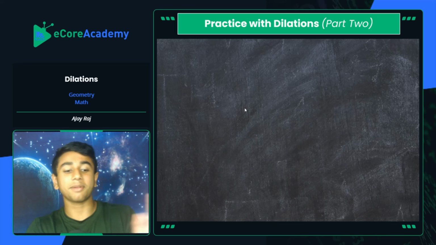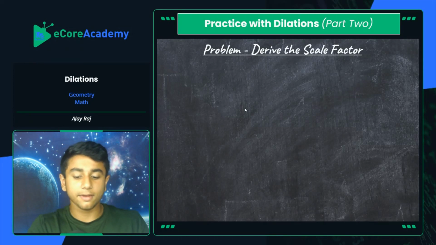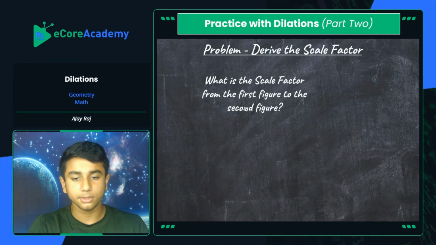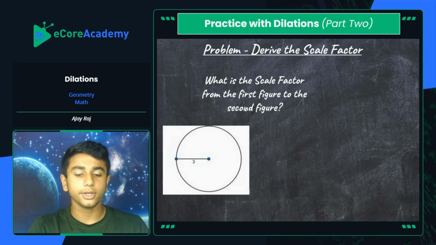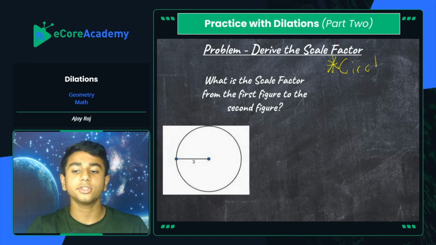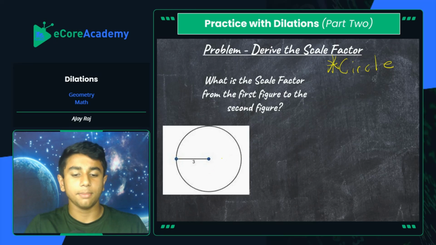Next problem. So this is also deriving the scale factor, but a little bit of a twist. We're going to calculate the scale factor from the first figure to the second figure. So we're going to look at this circle. This is all about circles here. I just want to asterisk this: you don't necessarily need to know this, but since this is an enrichment program, we're trying to incorporate some of these higher level concepts in geometry and math.